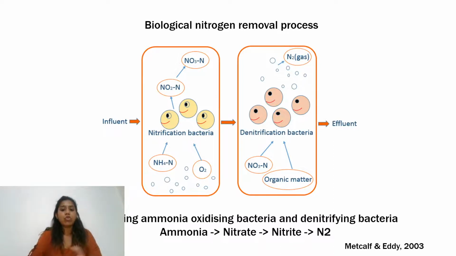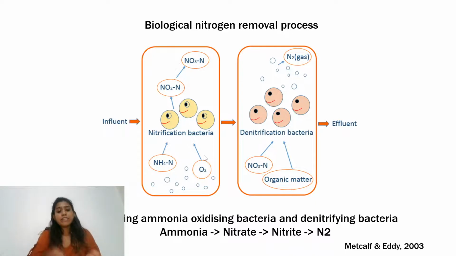So that is the end goal, because nitrogen gas is the most abundant gas found in the atmosphere, and hence it's not harmful to the environment, and hence it can be released. So here in this process, first the ammonia, whatever is in the form of a fertilizer, has to be oxidized by nitrifying bacteria and converted to nitrite and then to nitrates, and then the nitrates have to be converted to nitrogen gas by denitrifying bacteria.